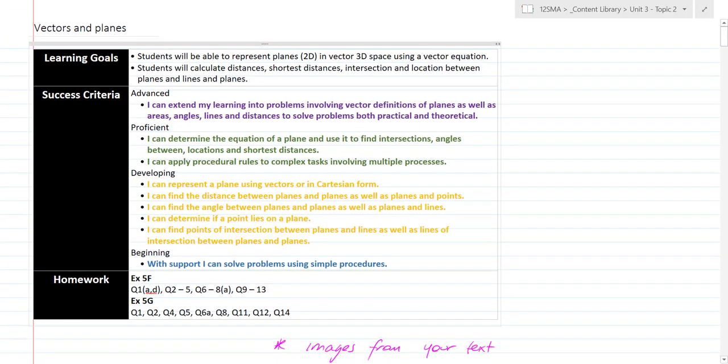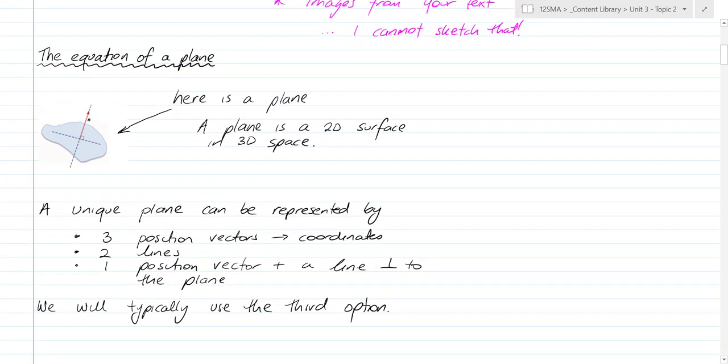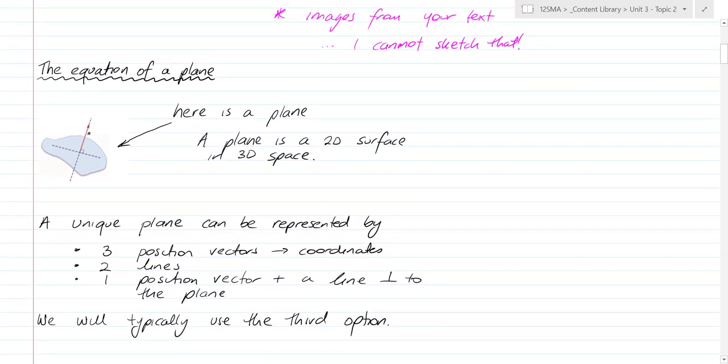So this is our video on vectors and planes, the first video, and we're going to start by talking about the equation of a plane. I can sketch this, but my sketches aren't as good as the sketches in the textbook, so I've just cut and pasted in the textbook for these sketches, and it shows you that plane here.